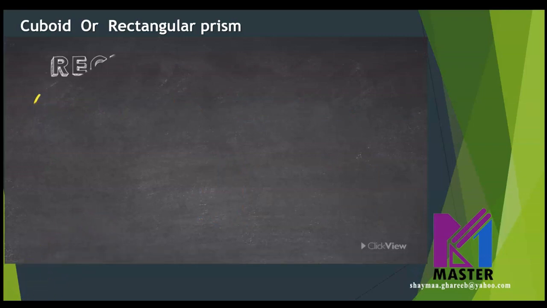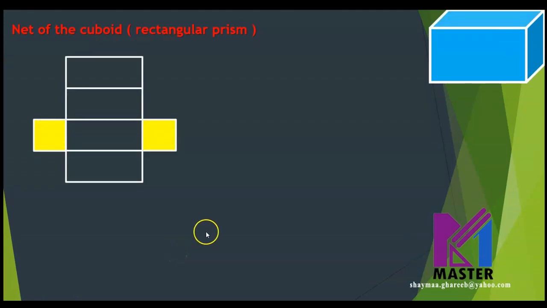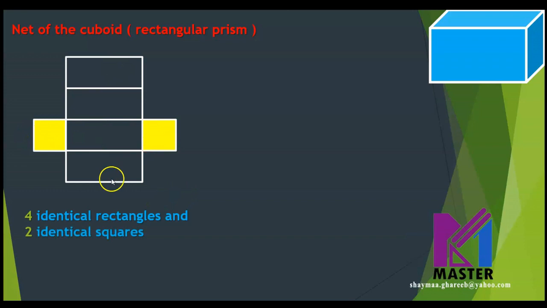Now, after the video, let's see the nets of the cuboid. In the video, we have seen that opposite faces are identical or are the same size. Look at this net. It has 4 identical rectangles, as you can see, and we have 2 sides with the same shape exactly, 2 identical sides or squares. So this net consists of 4 identical rectangles and 2 identical squares.